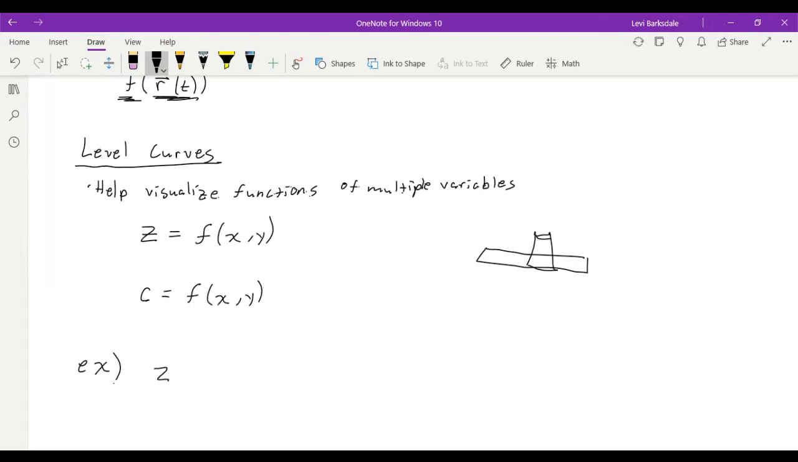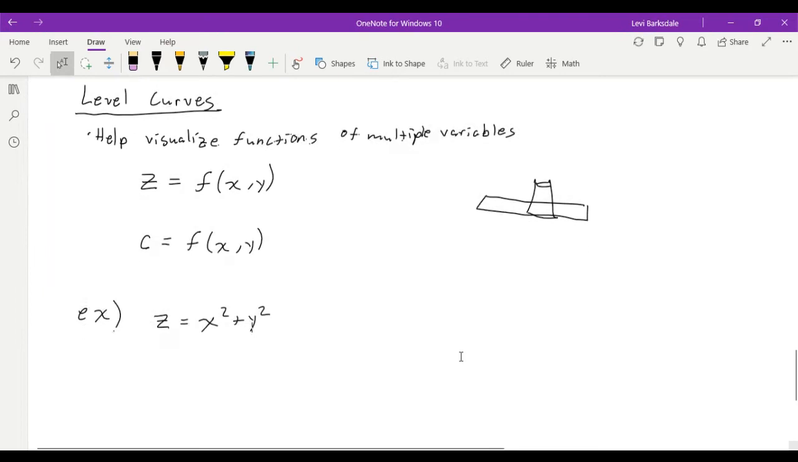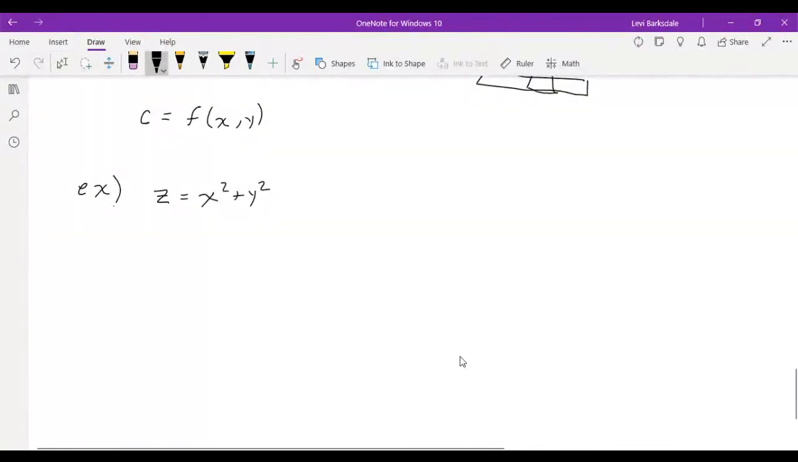Let's consider the level curves of this function z is equal to x squared plus y squared. Well, if we looked at the function z is equal to x squared plus y squared, I can go ahead and actually tell you what this looks like. It's what's called a paraboloid. So it looks kind of bowl-shaped, but in 3 dimensions. So it's got almost a shape kind of like this.